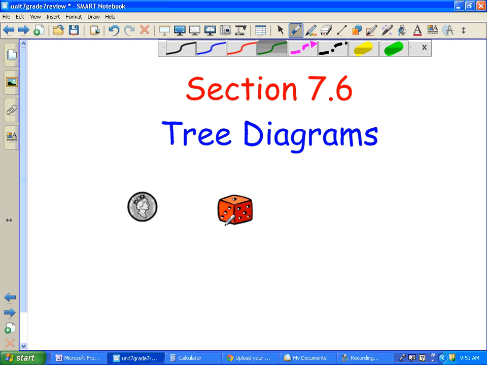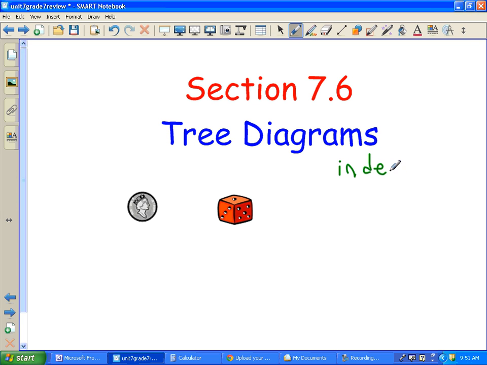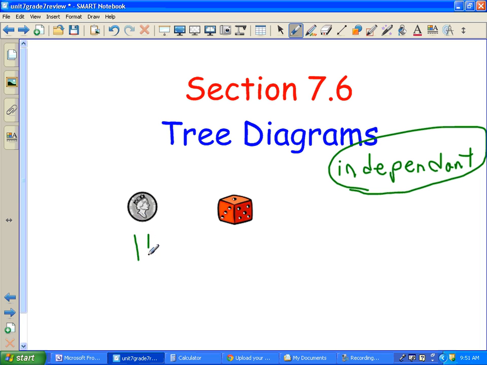What you're looking at is independent events. Independent events means that the first event does not impact the second event. So, for example, if I flip a coin, I have two possible things that I could get. I could get a head, or I could get a tail. Now, after I flip my coin, let's say I get a head.